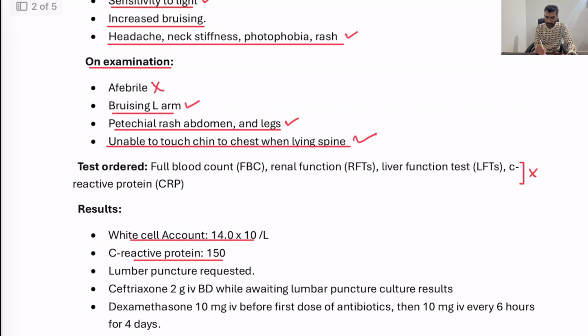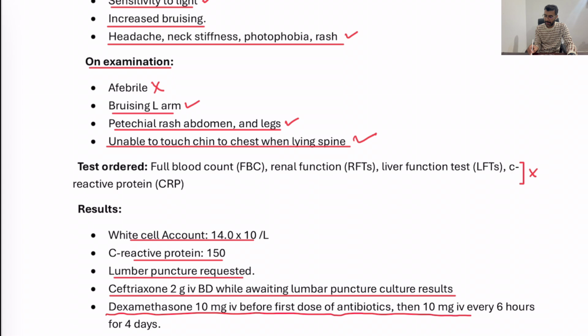So lumbar puncture was ordered, and the patient was commenced on ceftriaxone 2 gram IV while awaiting lumbar puncture culture results. Dexamethasone 10 mg IV before the first dose of antibiotic, then 10 mg IV every 6 hours for 4 days. We will write the medications, but we don't need that much detail because you will see later that the medication was changed. We'll include this, but we will summarize it.